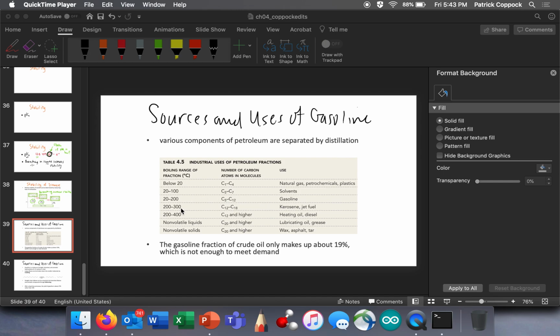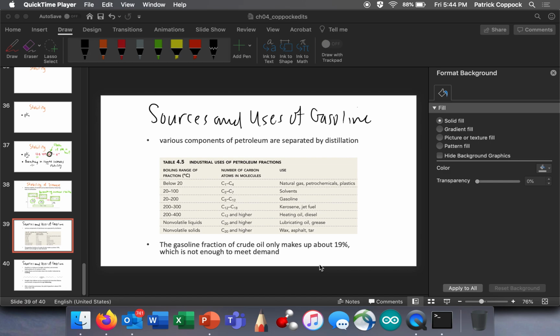And then if you heat it up even more, you can distill out kerosene and jet fuel, which are bigger molecules, believe it or not. And believe it or not, diesel is even hotter, so you can really heat up diesel pretty well without it combusting. That's C12 or higher, heating oil and diesel. And then there are things that have so many carbons in them that they're simply not going to evaporate. Those are used to make lubricating oil, grease, wax, asphalt, and tar.